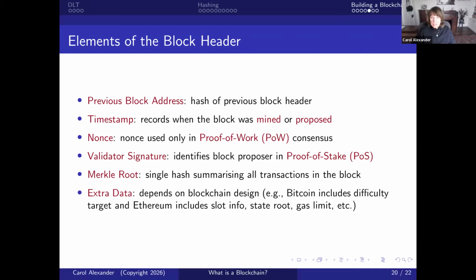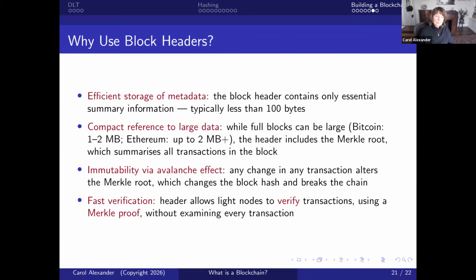You need some way to identify who is putting the block in the slot. That's how proof of stake works. Then we've got that Merkle root, which I mentioned before, is a single hash summarizing all the transactions in the block. And then there's lots of other data. It could be the difficulty if it's Bitcoin, because that is necessary for the nonce. It could be slot information or the state root or gas limits for Ethereum. There's lots of extra data that goes in there too.